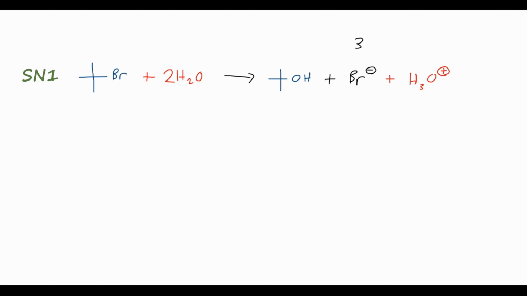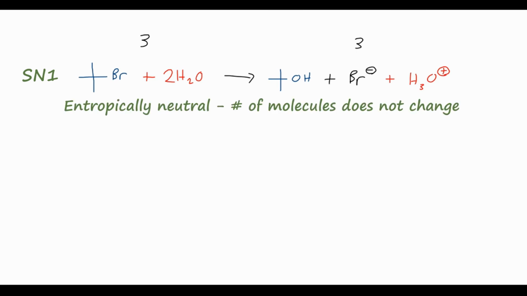But we also have 3 reactants. So we have the 1 t-butyl bromide and then 2 molecules of water. So what does that have to do with entropy? Well, whenever you have more molecules, that system will always be higher in entropy. And we know that entropy likes to increase overall, but in this case we have 3 molecules going to 3 molecules. So this SN1 reaction is actually entropically neutral. So we have no tangible gain or loss of entropy in this reaction.